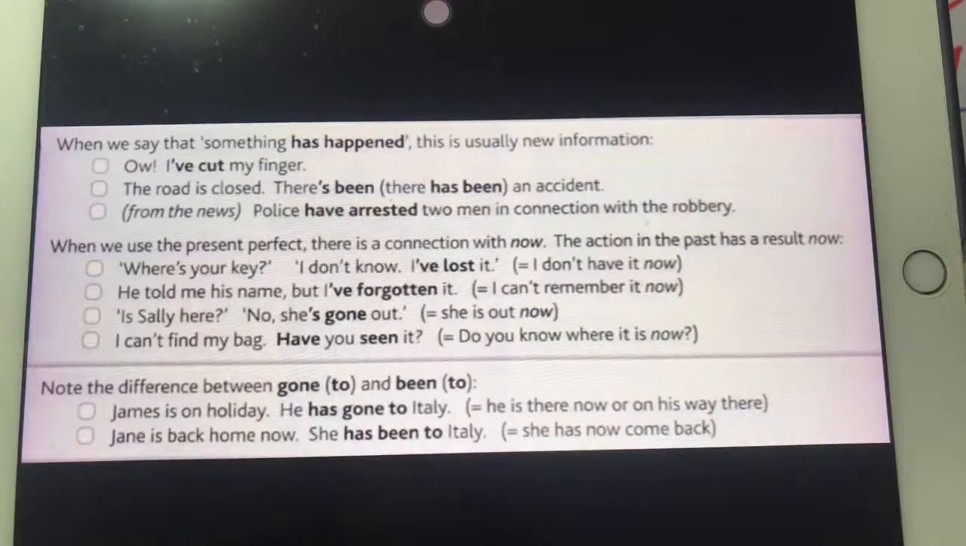Next one. Is Sally here? No, she's gone out. What does it mean? It means she is out now. Next one. I can't find my bag. Have you seen it? Meaning, do you know where it is now? Okay, Mizuki? Wakaru? Do you understand?